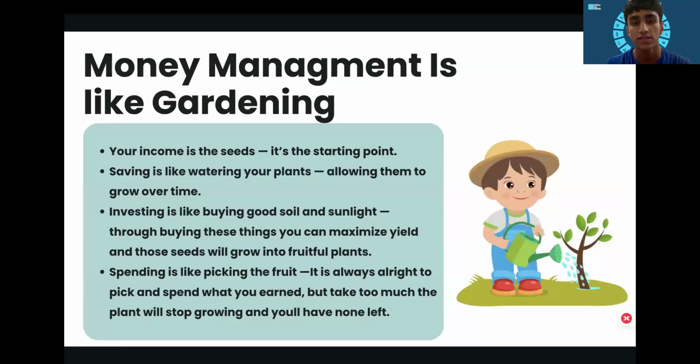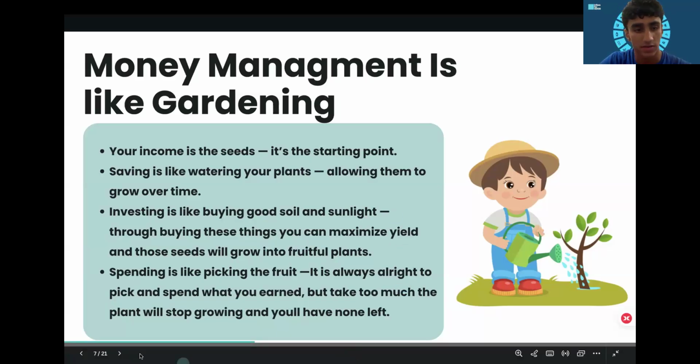And investing is like buying good soil and sunlight. So you spend money to get these good things for your plant, and this will further allow you to grow more fruits and better quality fruits. And spending is like picking the fruit. So you can pick and spend what you earned, but don't take too much or else your plant will eventually stop growing.